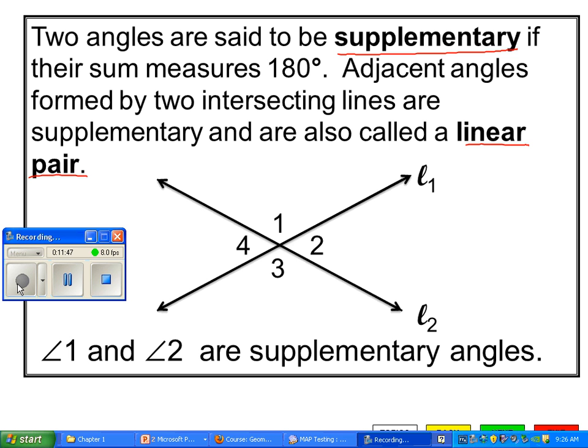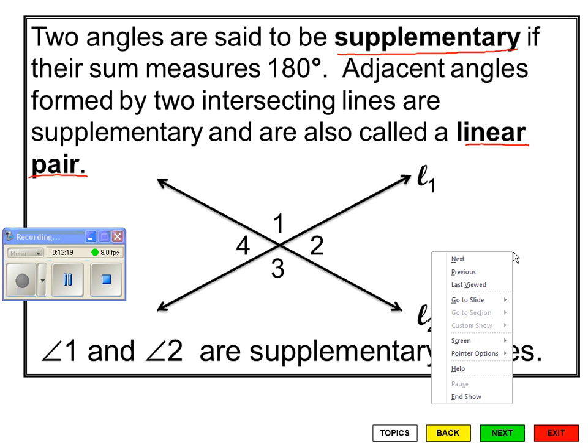Looking at this picture here, name me two angles that would add up to be 180 degrees. Josh, give me two angles. 4 and 1. So angle 1 is supplementary to angle 4. Austin, give me another pair. Angle 3 and angle 2. So angle 3 and angle 2 are supplementary angles. That's all supplementary angles are. Now, it doesn't have to be a picture that looks like this for angles to be supplementary.